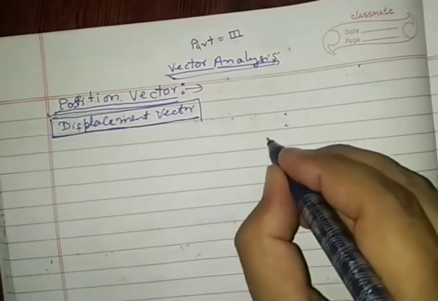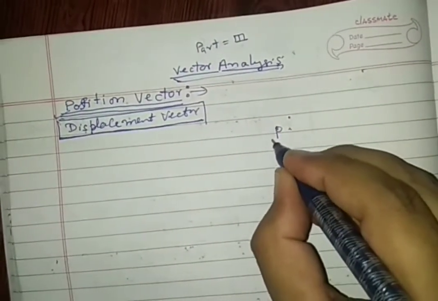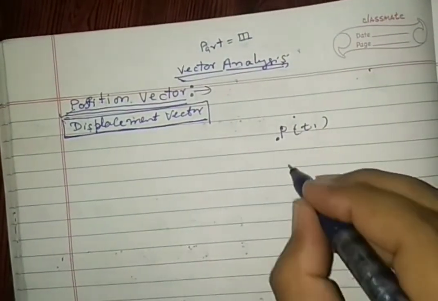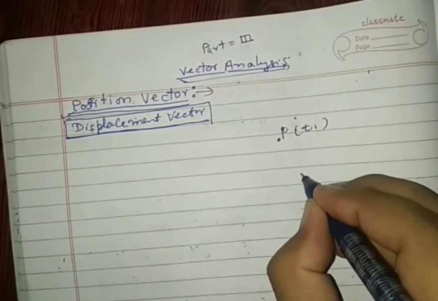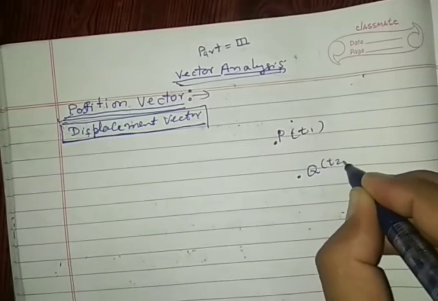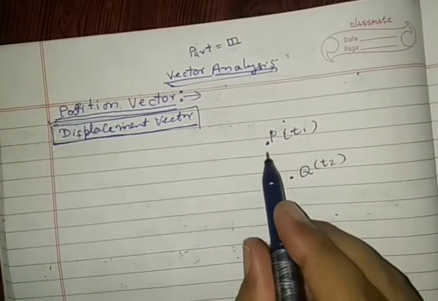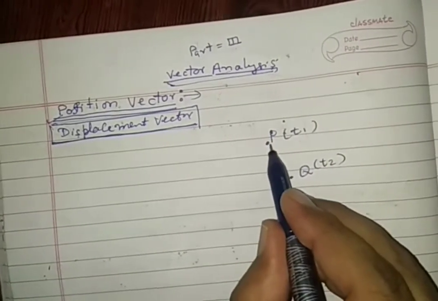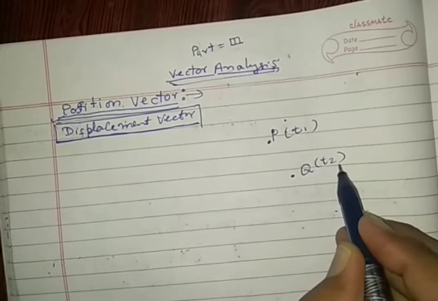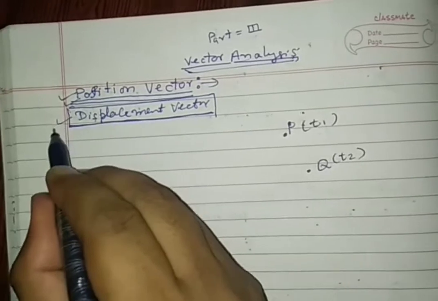Let a point P be here, its position at time t1. After some time, its position becomes point Q at time t2. See very carefully, by this example of the two positions of a point from P to Q in time from t1 to t2, we will understand the meaning of position vector and displacement vector.